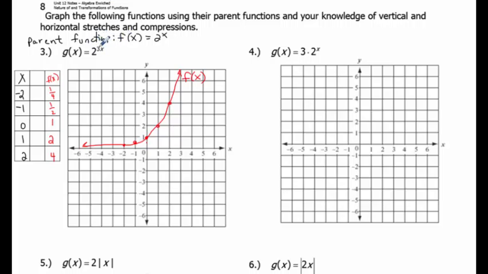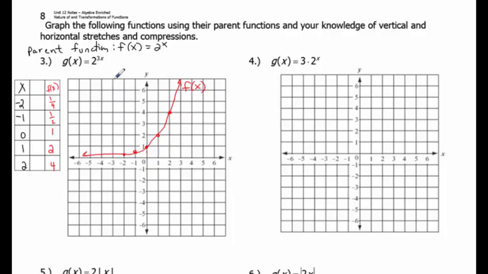Now, looking at the location of the 3, it would be considered inside of the parentheses. That means this is going to be a horizontal movement. And because we have 3, to find the scale factor, take its reciprocal. Reciprocal of 3 is 1/3. Therefore, we have a horizontal compression with a scale factor of 1/3.